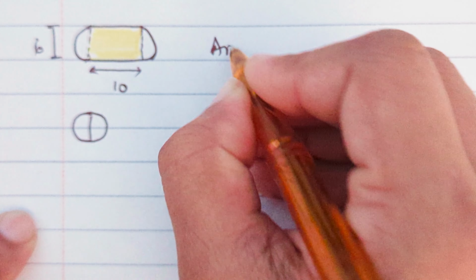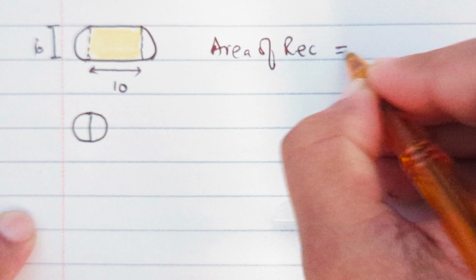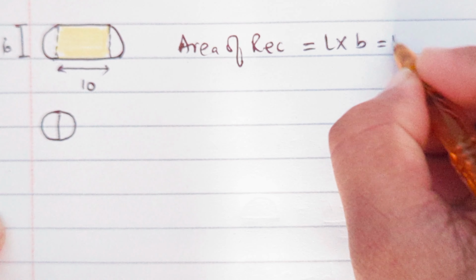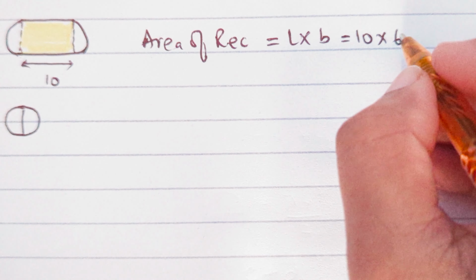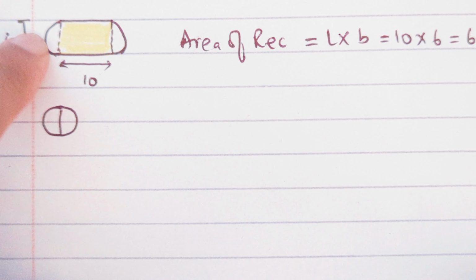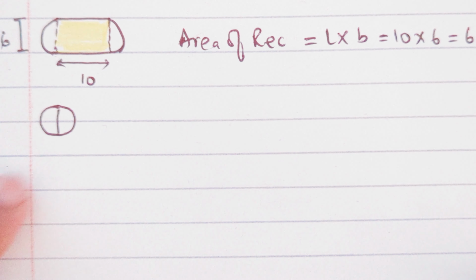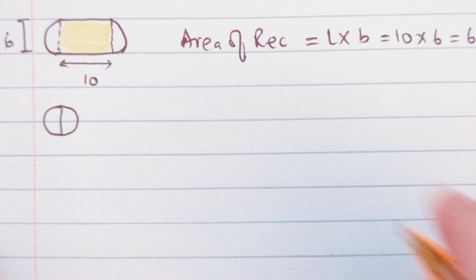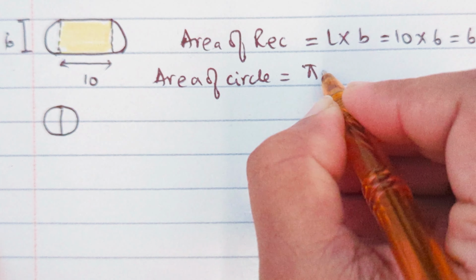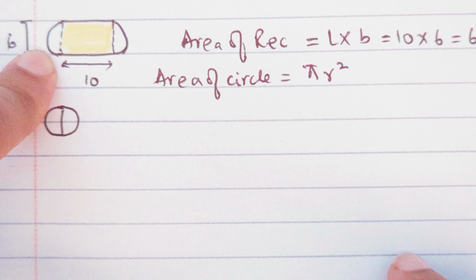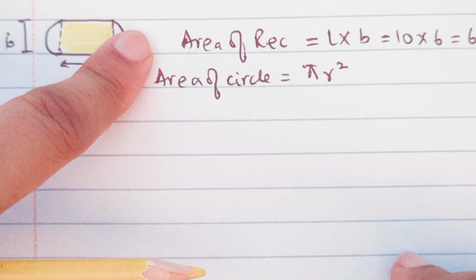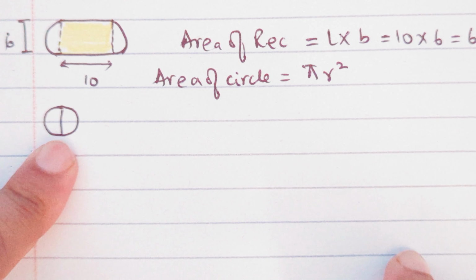So let's find the area of the rectangle as length multiplied by breadth, which is 10 multiplied by 6. So we will get 60. It means the area of the rectangle is 60. And next, what do we have to do? We have to find the area of the two semicircles, that is the area of a whole circle. So let's find the area of the circle, which will be pi r square. Instead of finding the area of each semicircle separately, since both make a whole circle, we'll find the area of a whole circle directly.